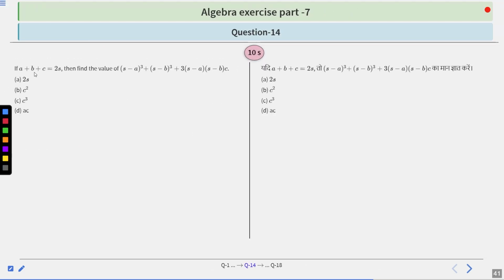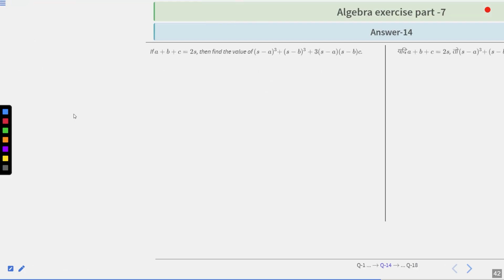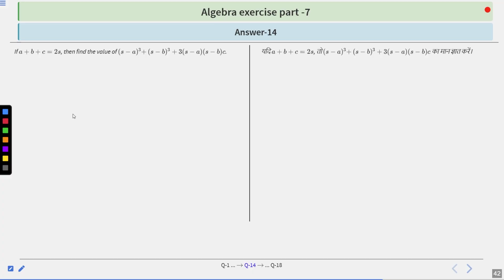Next, if a + b + c is equal to 2s, then find the value of (s−a)³ + (s−b)³ + 3(s−a)(s−b)c. And the options are option A, 2s, option B, c², option C, c³, and option D, ac. These are the options. So we were given that a + b + c equal to 2s, and the value of (s−a)³ + (s−b)³ + 3(s−a)(s−b)c has to be found by us.